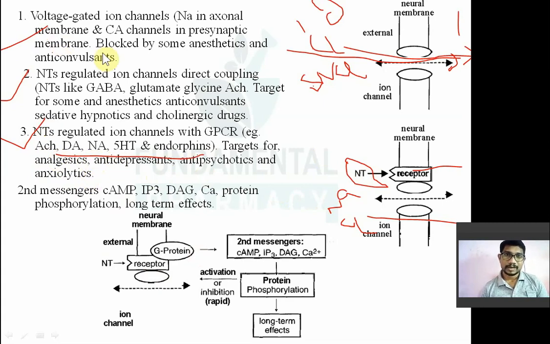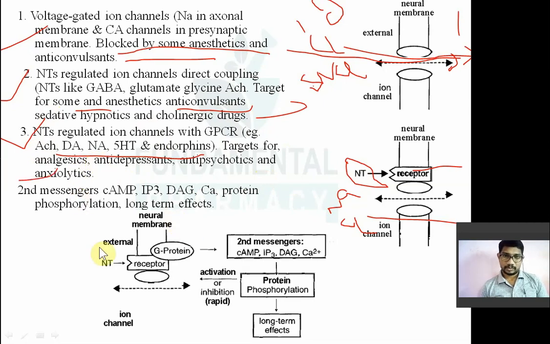So voltage gated ion channels are the targets for some anesthetic agents and some anticonvulsant drugs. Neurotransmitter regulated ion channels are also a target for some anticonvulsant drugs, then sedative hypnotics and cholinergic drugs. Then again, neurotransmitter regulated GABA gated ion channels are also a target for antidepressants, analgesics, antipsychotics, and anxiolytics.